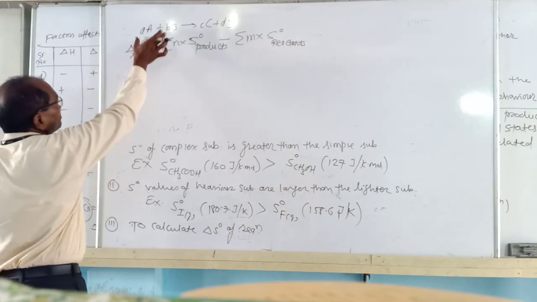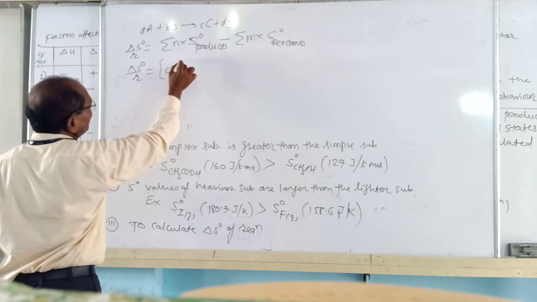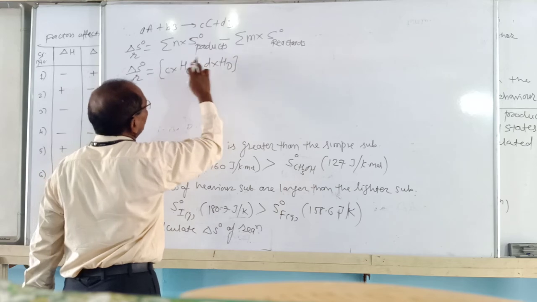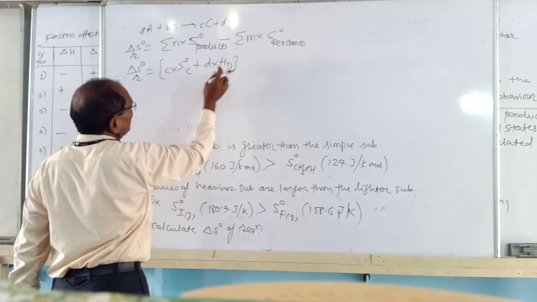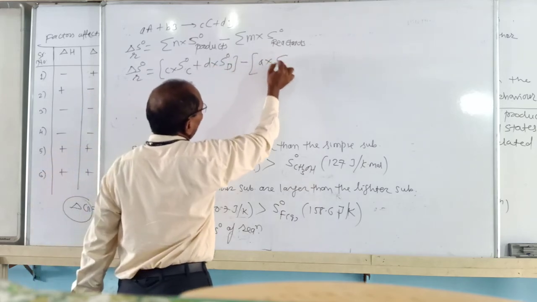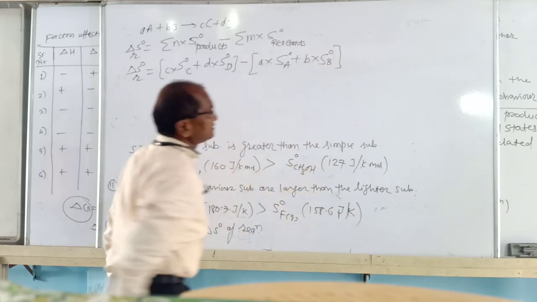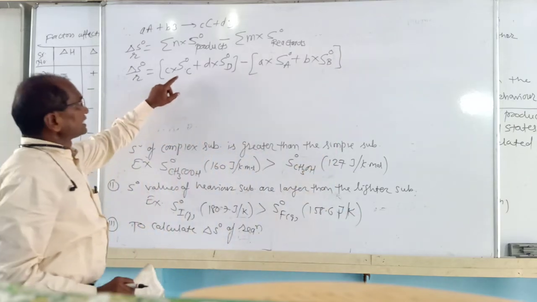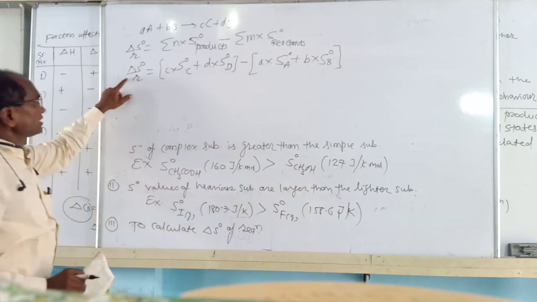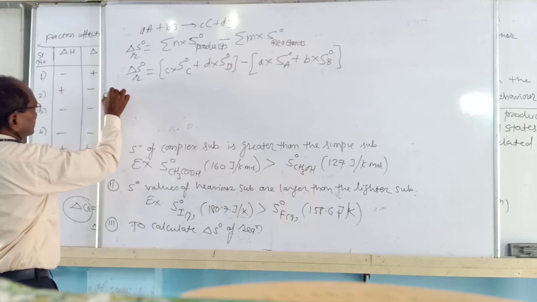Apply this equation to this general example. Delta S0 of reaction is equal to c into S0 of C plus d into S0 of D minus a into S0 of A plus b into S0 of B. If we know the standard molar entropies of reactants and products, we can determine the change in standard molar entropy of the reaction.